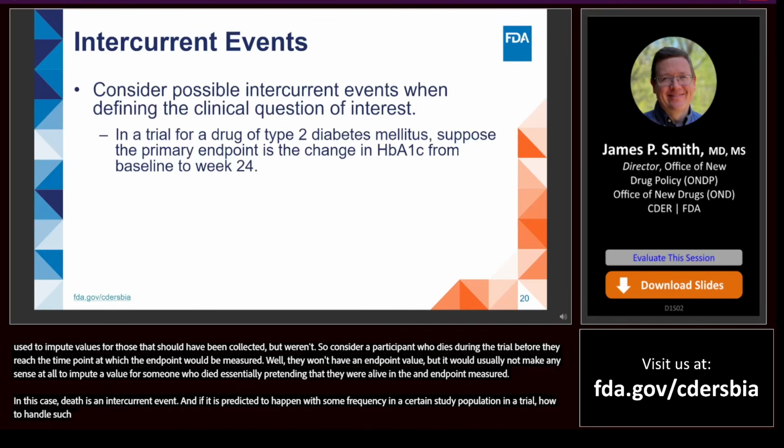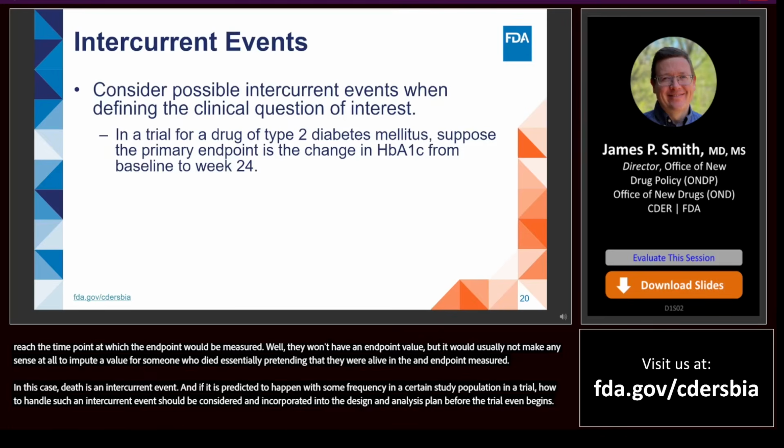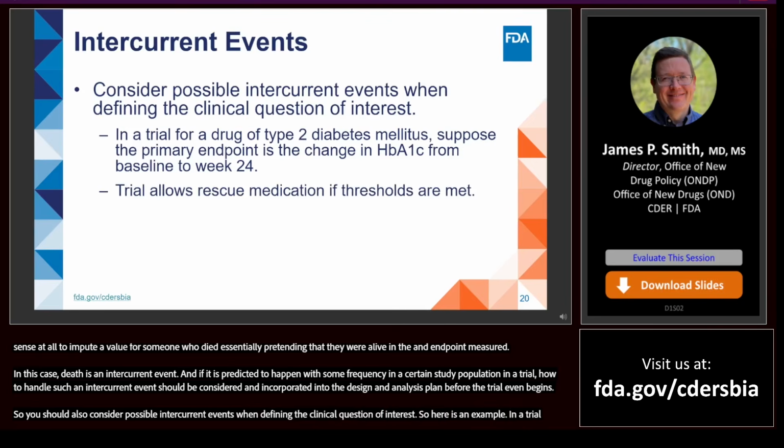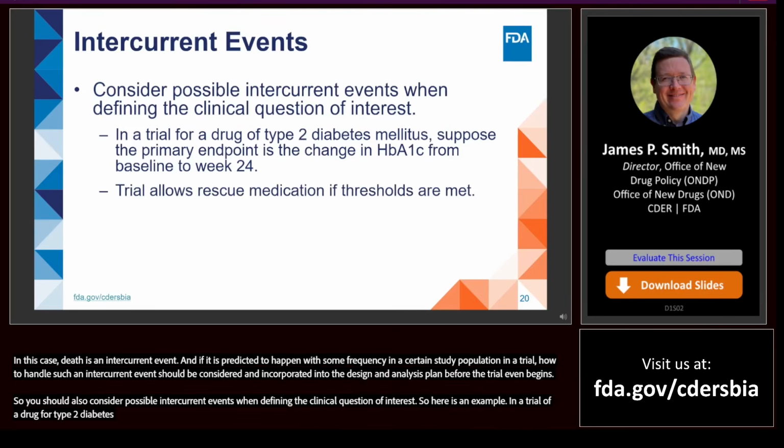So you should also consider possible intercurrent events when defining the clinical question of interest. Here's an example. In a trial of a drug for type 2 diabetes, suppose the primary endpoint is the change in hemoglobin A1C from baseline to week 24. And suppose the trial allows for rescue medication if certain thresholds are met with respect to blood glucose values being too far out of control, for example.